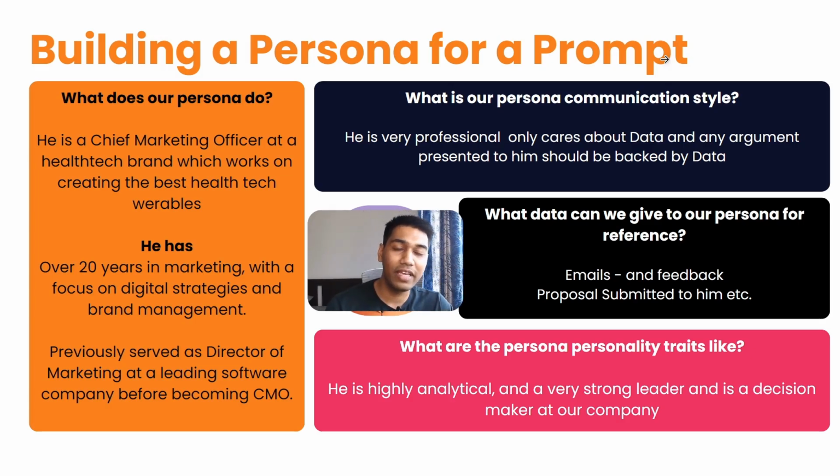Again, what data can we give? Do you have emails from this person, or do you have references of emails from famous marketing managers, or do you have references of other things that you can use, right? Then what is his personality like? What is his specific personality like? He's highly analytical, right? Again, why do you want to write that? Because you want to re-emphasize the data part, you want to re-emphasize his understanding of things, right? And then you tell him that he's a decision maker and everything else, right?